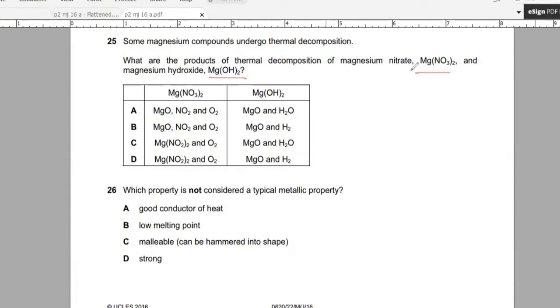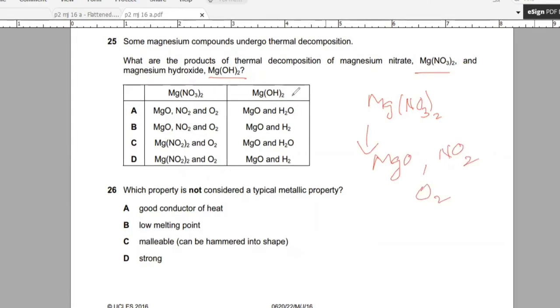So look, whenever you decompose magnesium nitrate, Mg(NO3)2, you will get magnesium oxide, and from here we'll get nitrogen oxide also, and obviously oxygen will also be released. And if you decompose magnesium hydroxide, we'll get magnesium oxide, obviously MgO, and water will also be produced. So that is why option A is the right answer.